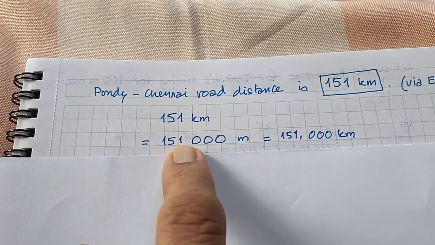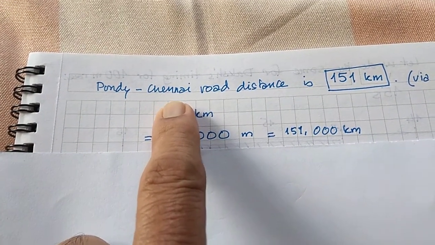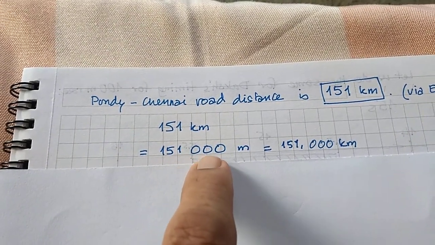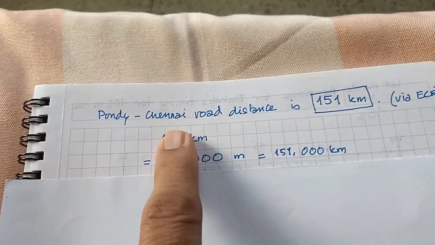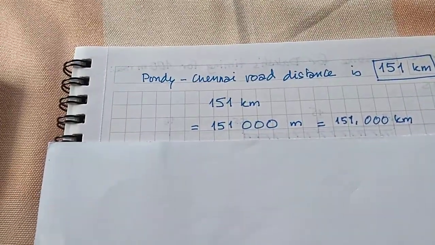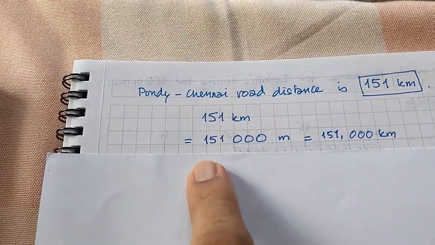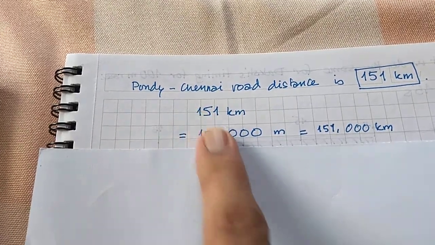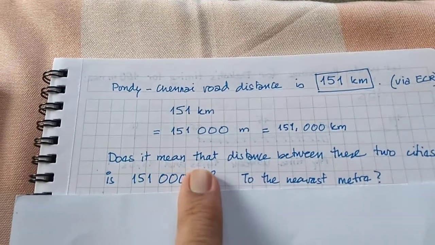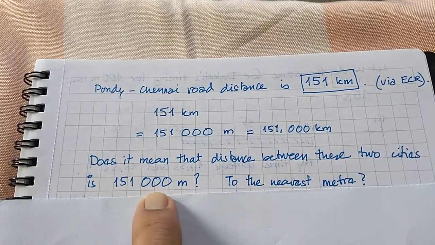Okay. But the railway station in Chennai is a big place. So where in the railway station are you meaning that the distance is 151,000 meters? So you say, oh, okay, let's take the entrance of the railway station. Okay, I'll let it go because even there, the entrance of the railway station is several meters wide. So you really don't know where you're going from. So that leads me, so what does it mean that the distance between these two cities is 151,000 meters?